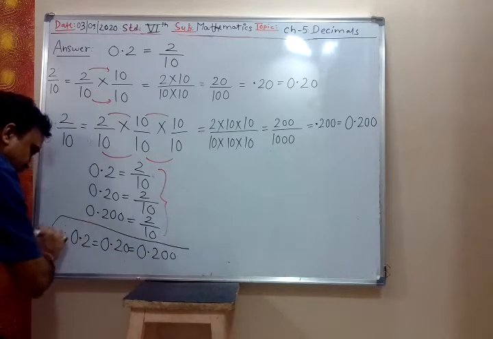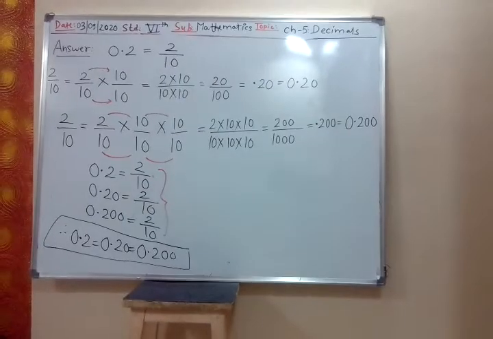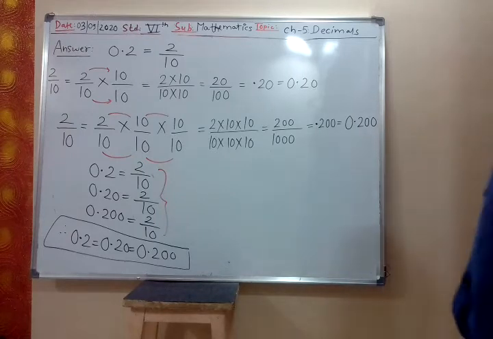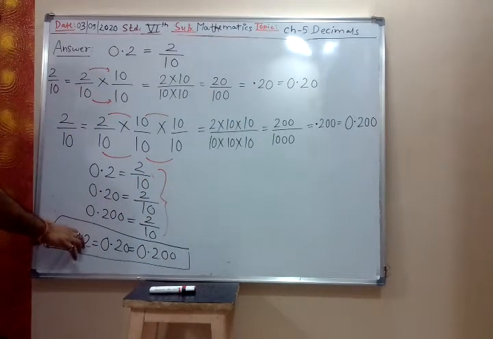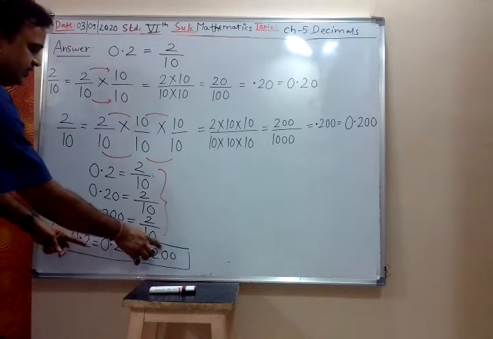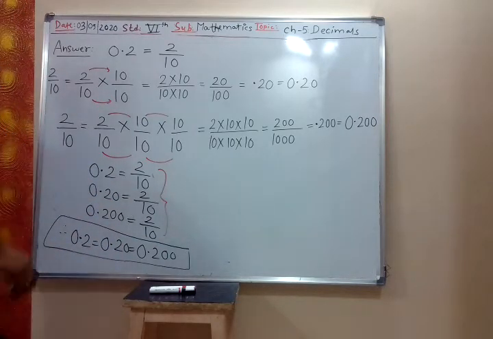So whenever we add 0 to the right of the decimal, the value of the number remains the same. To 0.2 we add 0 to the right of the decimal, 0.20, we add 0, 0.200. All three are the same number.